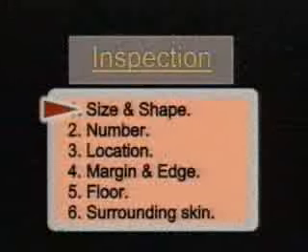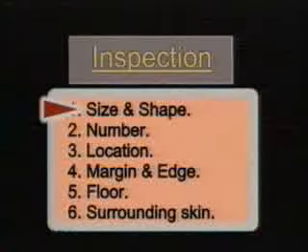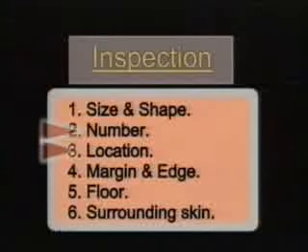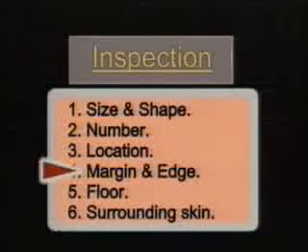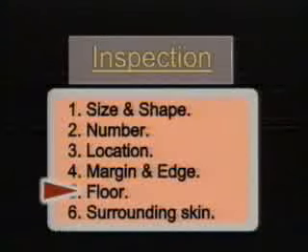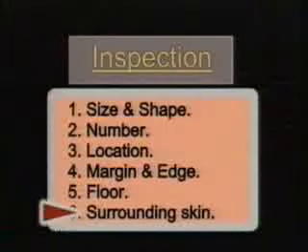To revise, first note the shape and measure the size of the ulcer. Then note the number and exact anatomical location of the ulcer. Then inspect the margin and the edge of the ulcer. Inspect the floor for granulation tissue, slough and discharge. And lastly, inspect the surrounding skin.